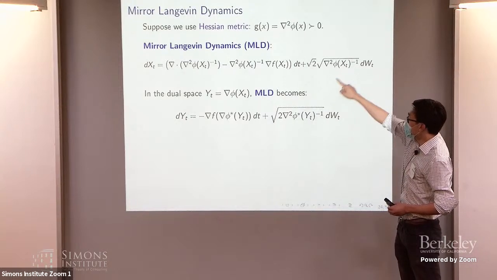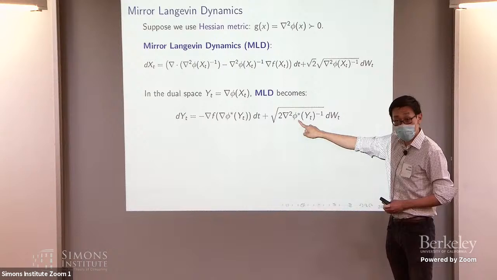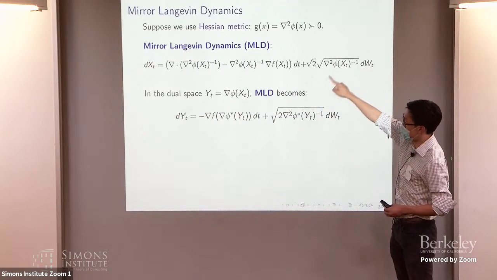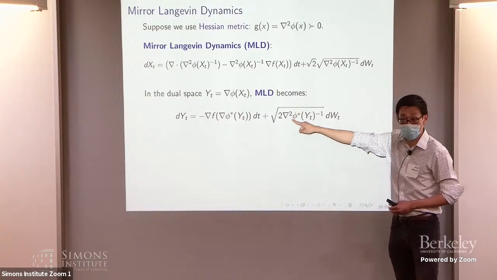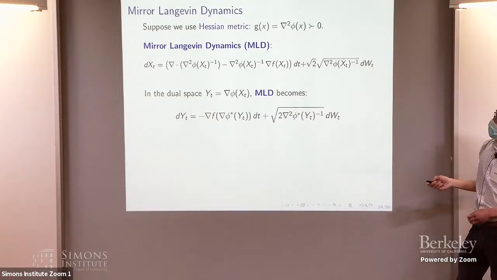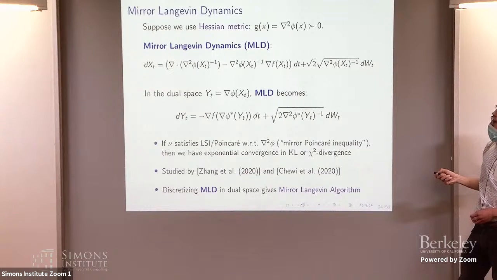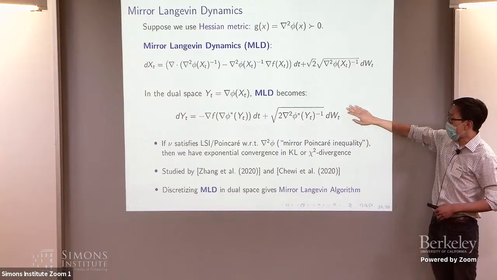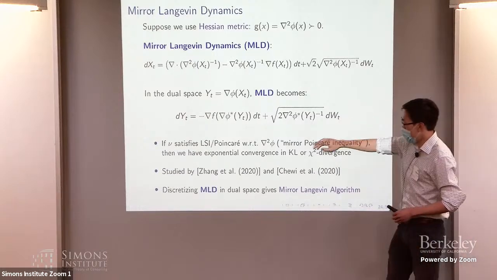And here the Hessian of phi is replaced by the Hessian of phi star. And this is because this Hessian metric is pushed forward to the Hessian metric of phi star by the mirror map, right? And then discretizing these dynamics gives us the mirror Langevin algorithm, right? So this was the dynamics that was studied by Zhang et al.